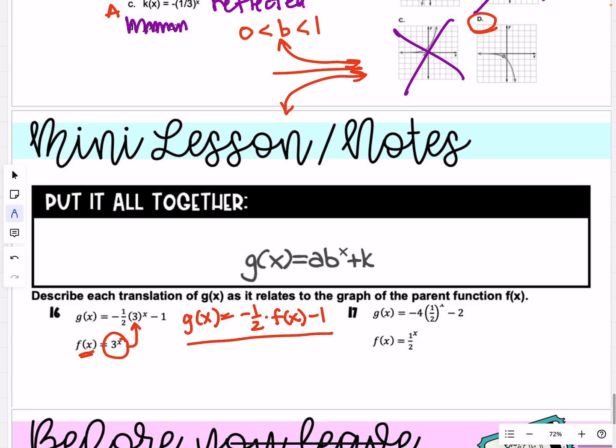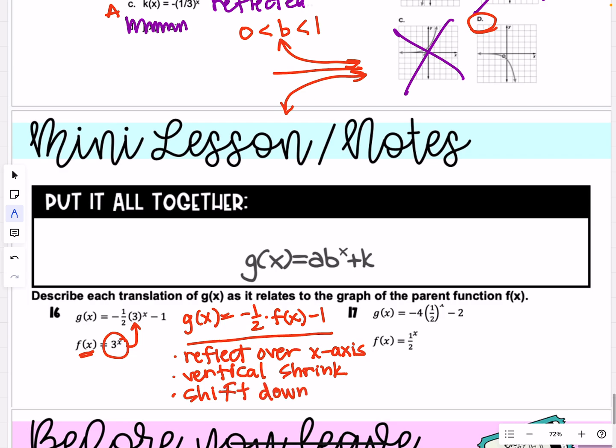So what is going on here? We have 3 transformations. We've got a reflection over the x-axis. We've got a vertical shrink. Why is it a shrink? It's a shrink because that a value is less than 1. And then we also have a shift down 1 unit.